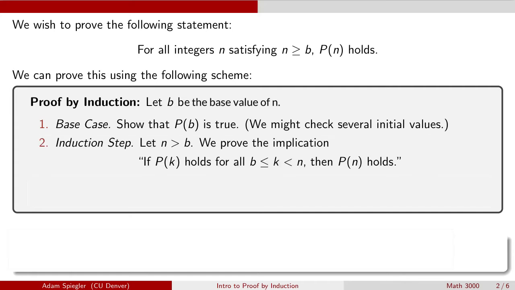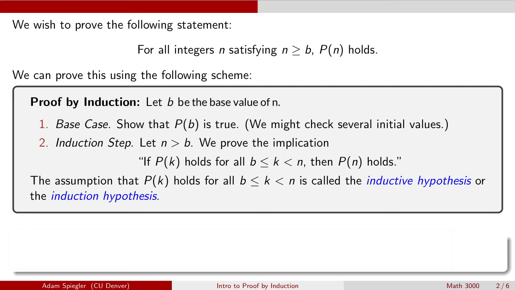Then we do the induction step, and that is we assume that this statement p holds for all integers that are greater than or equal to the smallest base case and less than n. So in other words, we're going to assume that if the first k dominoes fall down, that's going to imply that they knock down all of the dominoes further on down the line.